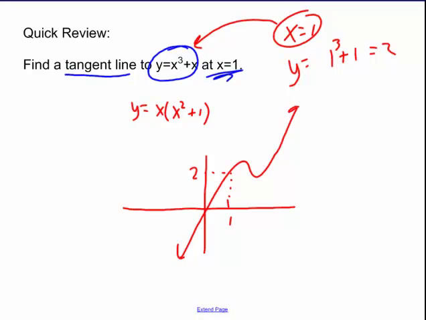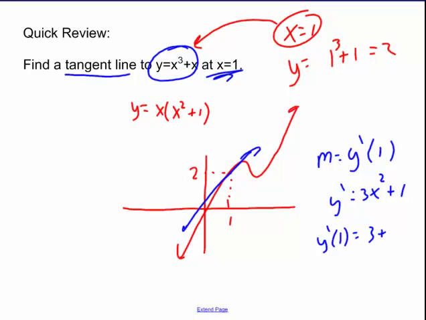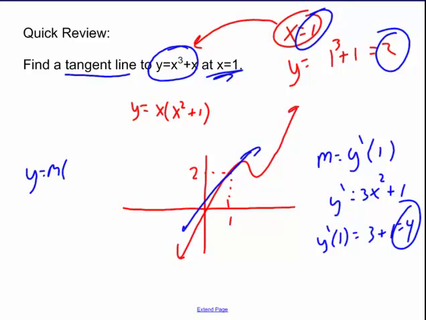And then I need to find the slope here. So the slope of that line is going to be the derivative at 1. Well, the derivative is 3x squared plus 1, evaluated at 1 is 3 plus 1 equals 4. So I know the slope, I know a y value and an x value, so I can get my linear equation, the general one being y equals m(x minus x1) plus y1. Filling in for my given case, it equals 4(x minus 1) plus 2.